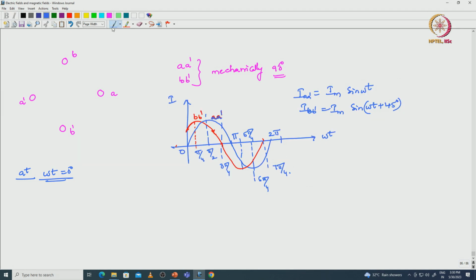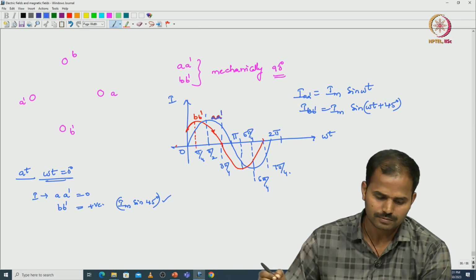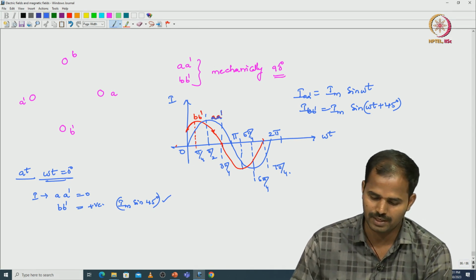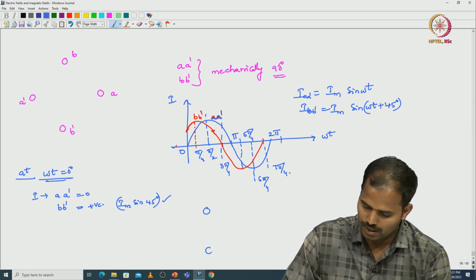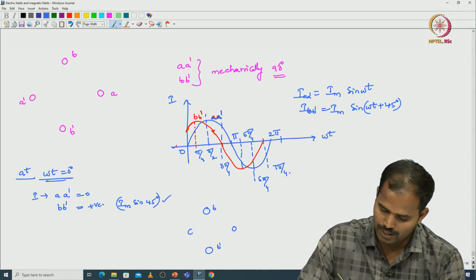So at omega t equals 0, current with respect to the coil A, A dash is 0, and for B, B dash, positive current is there, that is Im sin 45, since omega t equals 0. This is the current magnitude, positive current is there. So how the magnetic fields will be there with respect to the coil placement, this is B and B dash, and for A, A dash there is no current.